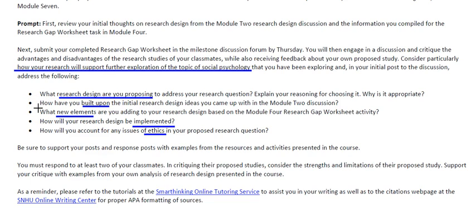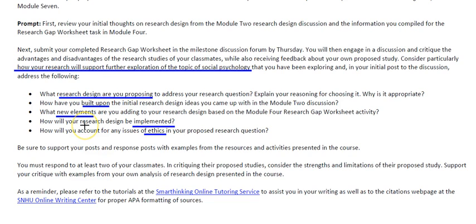Next, be sure to discuss how you built upon the work from Module 2, those original ideas that you came up with for the Module 2 discussion. What have you added since then? Also, what new elements are you adding to your research design based on the research gap that you identified while completing the worksheet in Module 4?